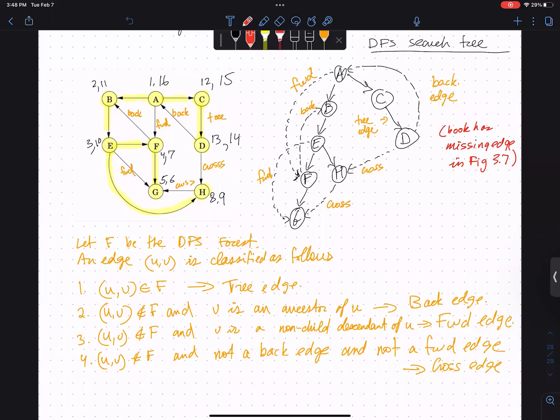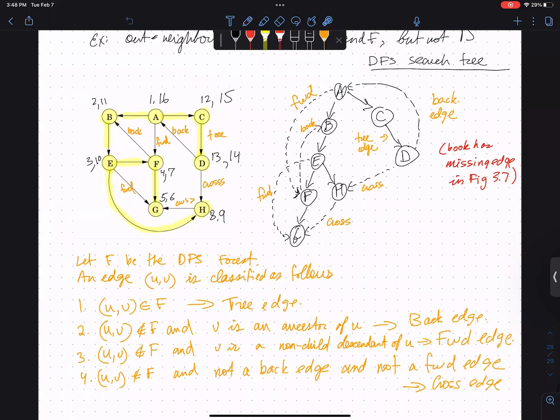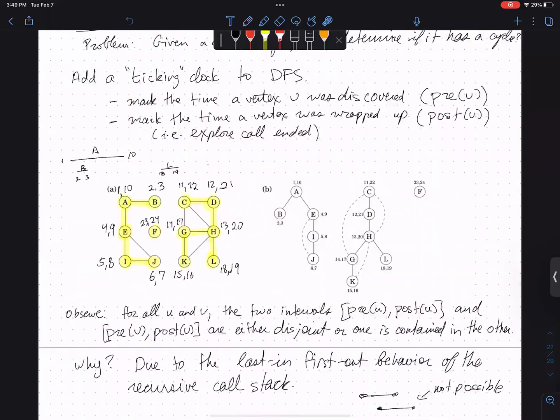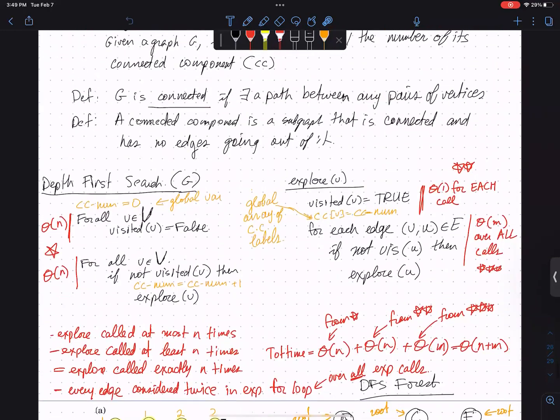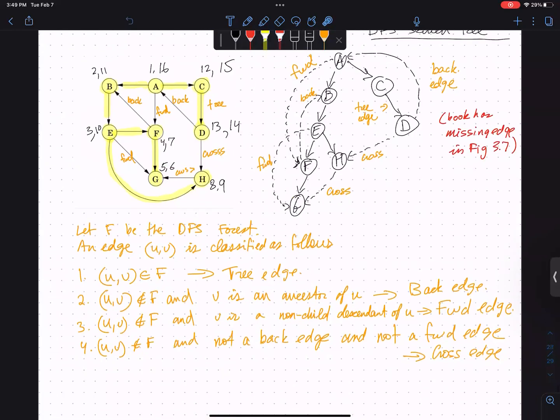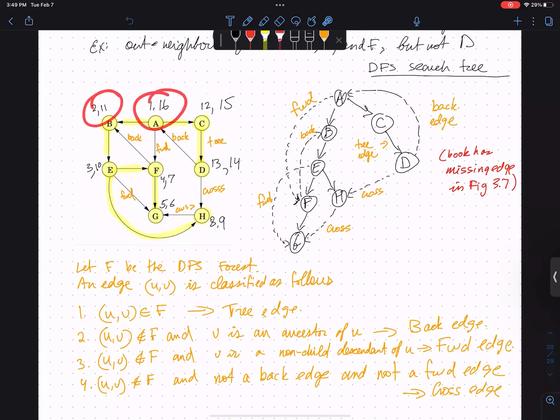Now, the way we've defined it is in terms of this DFS search tree. But the depth first search algorithm actually doesn't build a tree. It itself doesn't create any data structure for a tree. The tree is implicit. It's the way we analyze it. But all the DFS does is these explorations and writes down these pre and post numbers.